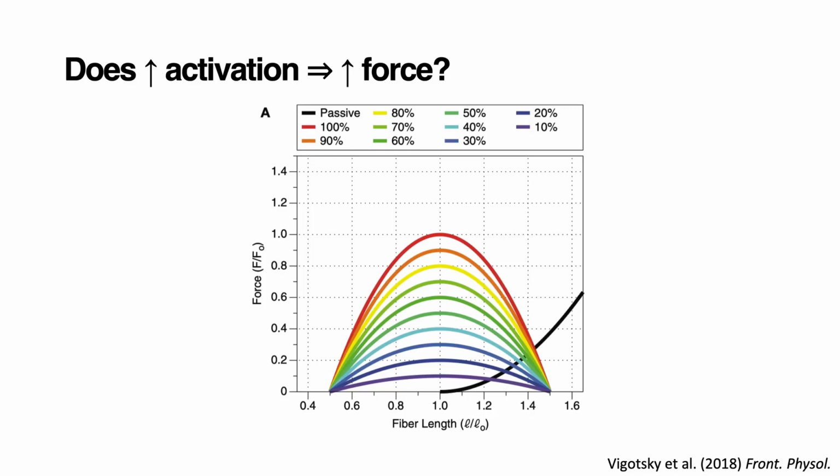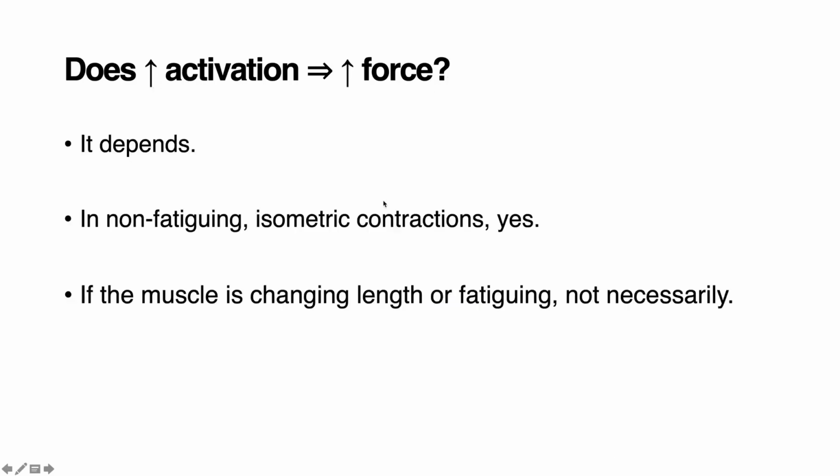So there are things that you'd have to hold constant in order for this increased activation equals increased force to hold true. So in non-fatiguing and isometric contractions, this would hold. But if the muscle is changing length or if it's fatiguing, this won't necessarily hold, and it's not something that we can really depend on.